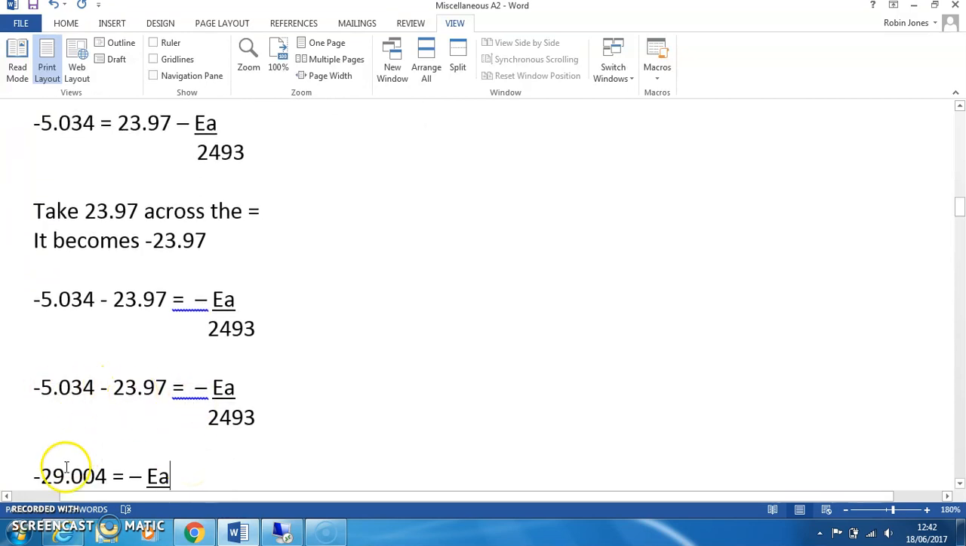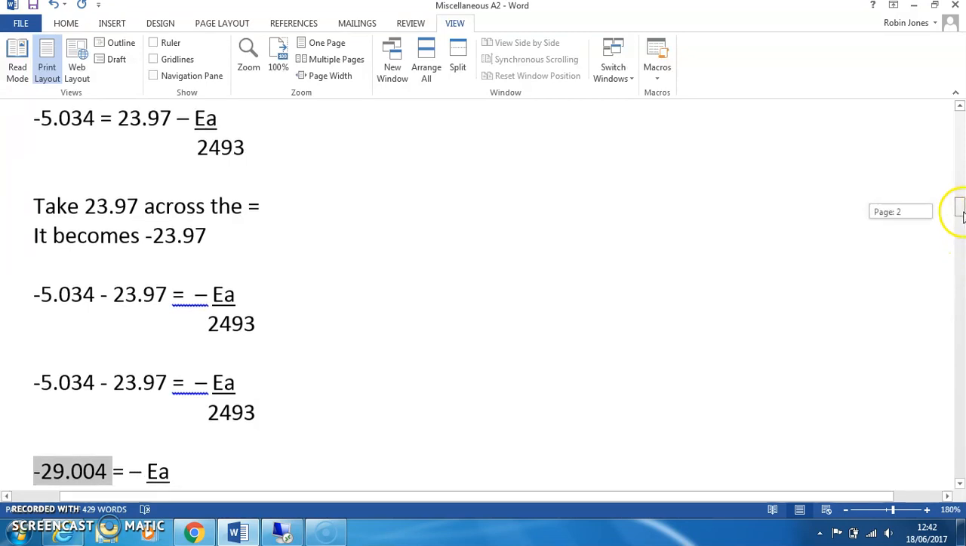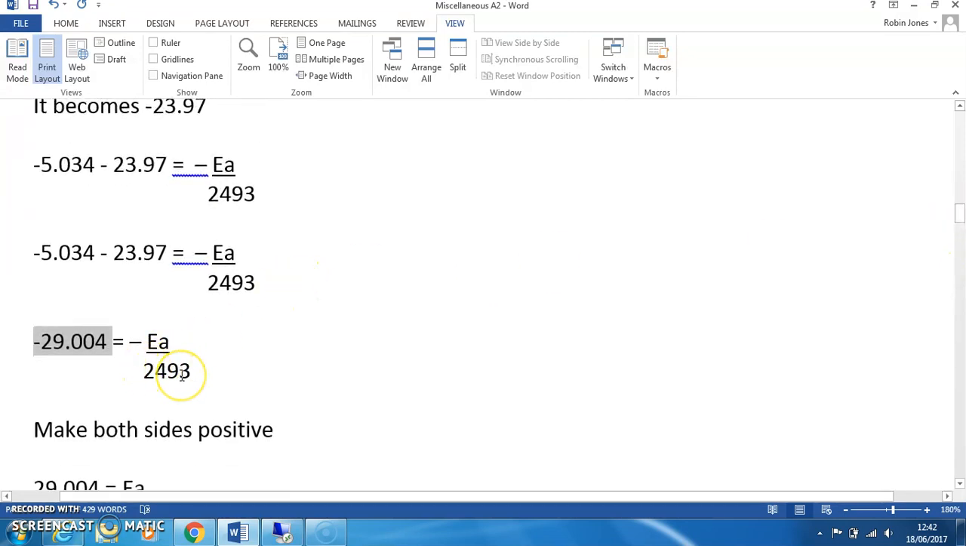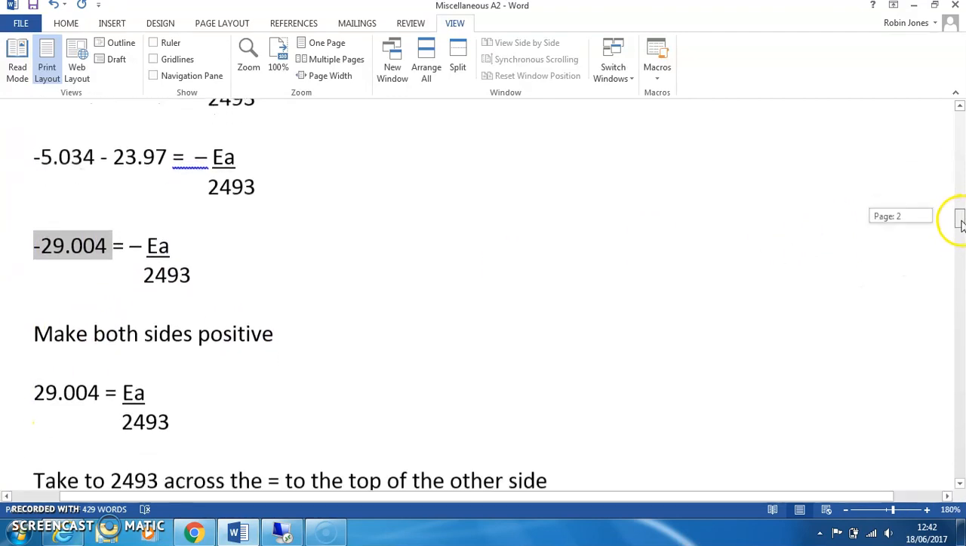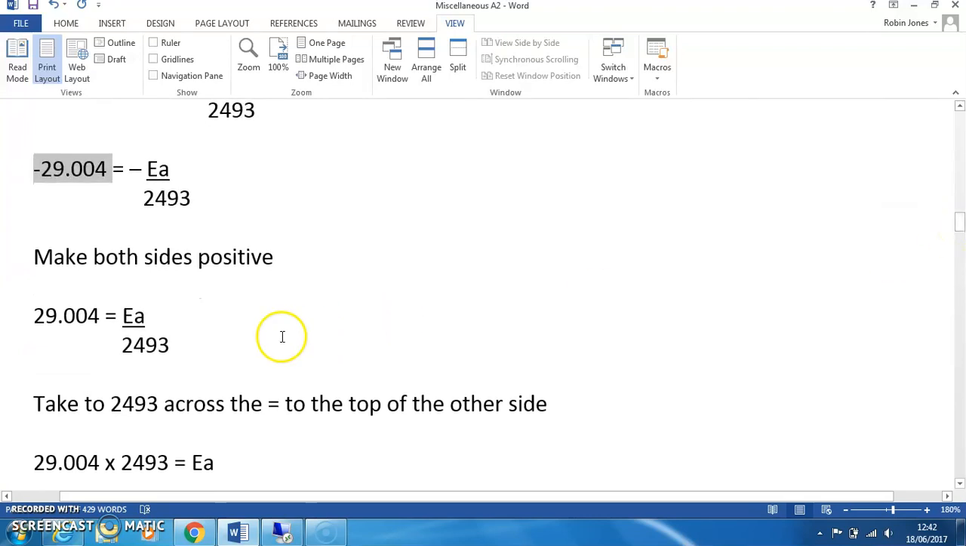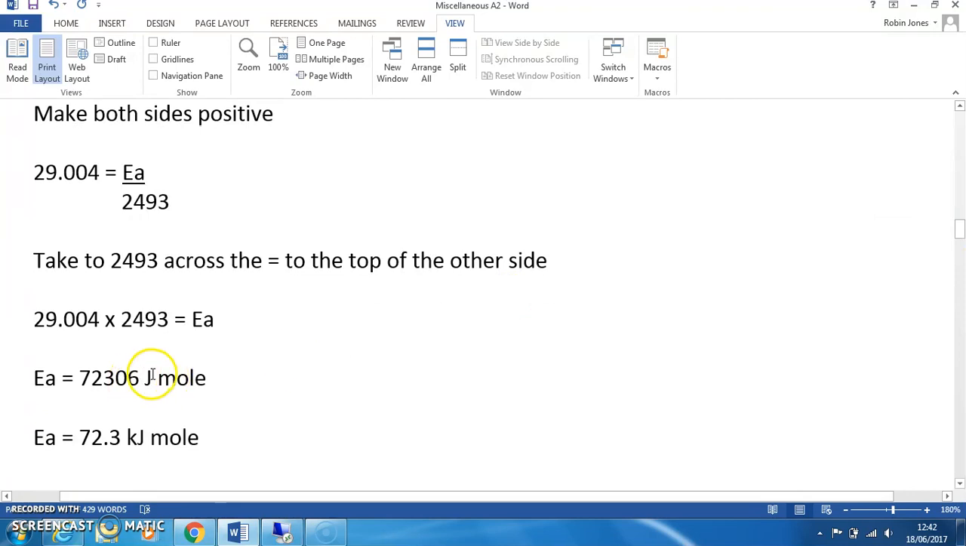These two numbers take away from each other: minus 29.004 equals minus activation energy divided by 2493. I don't like the two minus numbers, so I'm going to make them both positive. Whatever I do to one side is okay, as long as I do it to the other side of the equation. So 29.004 equals the activation energy divided by 2493. Take this across the other side of the equal sign. It's on the bottom on this side, on the top on the other side, so 29.004 times 2493 is the activation energy. Okay, that's in joules.